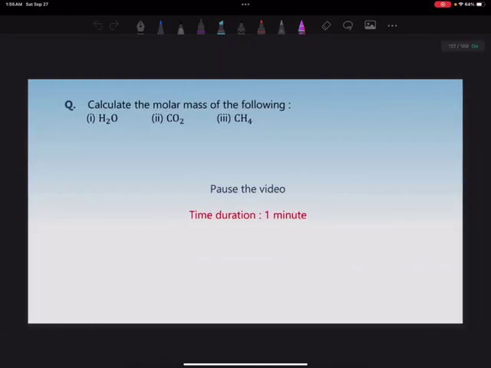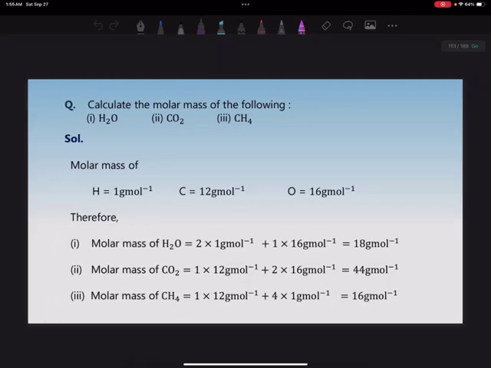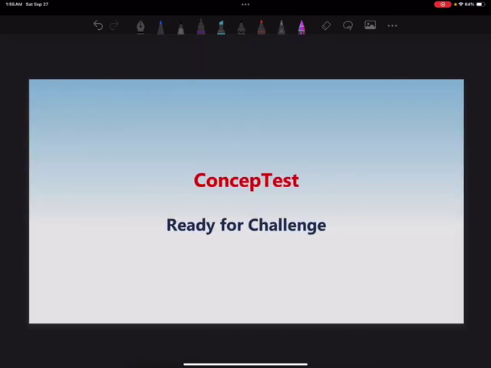Let's solve this question. Calculate the molar mass of H2O, CO2 and methane. The molar mass of H2O is 2 into 1 plus 16, 2 plus 16, that is 18. For CO2, 12 plus 32 gives you 44. For methane, 12 plus 4 gives you 16.